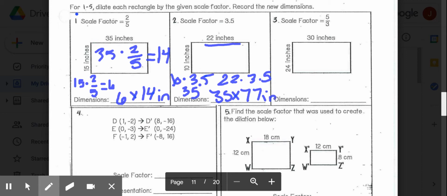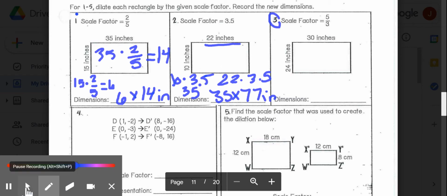Okay, so hopefully that seems pretty simple. I'm going to leave number 3 for you guys to try on your own. So do the same thing here. If you want to pause the video to do that right now, that's totally fine. When you finish, go ahead and resume the video and we'll move on to the next example.